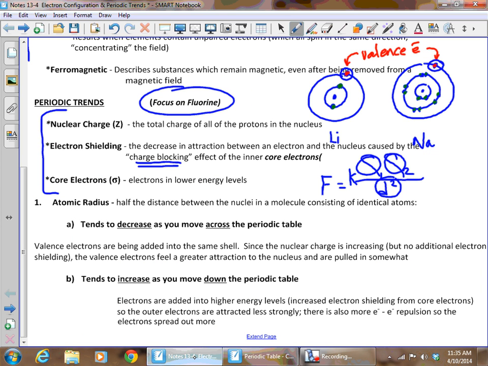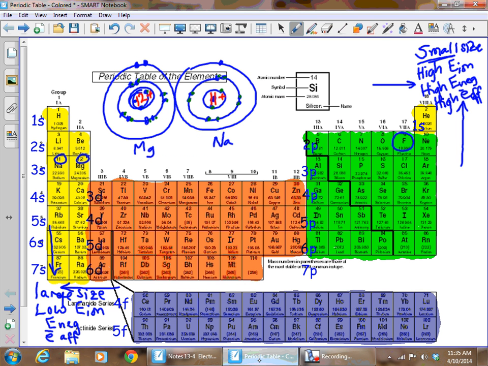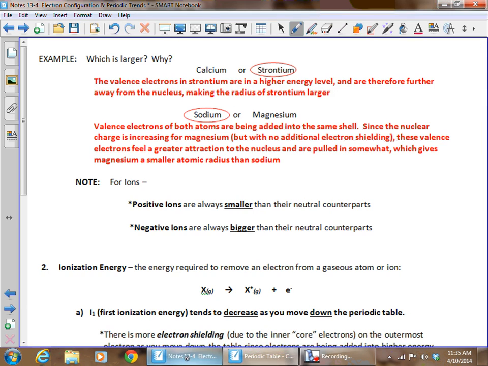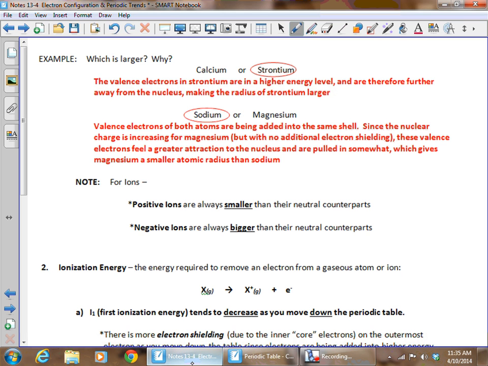So when we look at an example, which is larger, calcium or strontium, you can pause this and write down the stuff that's in red as we go. It just made the notes go faster if I didn't have to write all of that as we went, so I went ahead and pre-wrote that in. But if we're looking at calcium versus strontium, notice that strontium is down here below calcium. It's got an extra energy level. That extra energy level means that strontium is going to be bigger than calcium. So that's why strontium is circled.